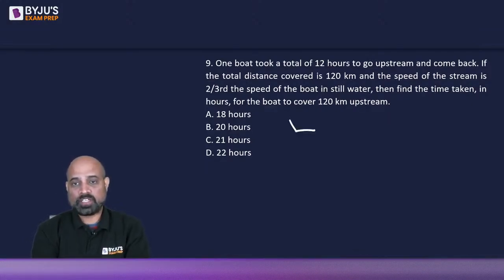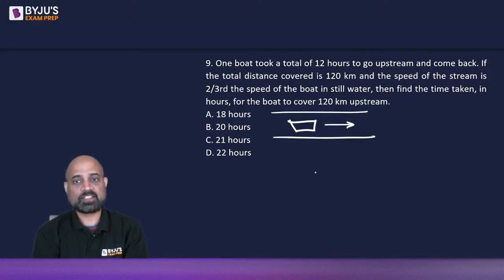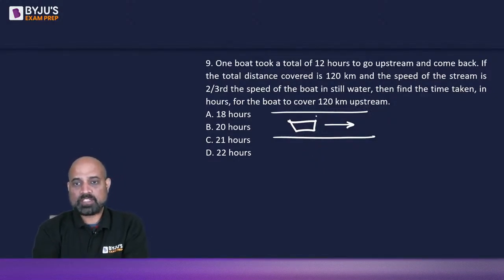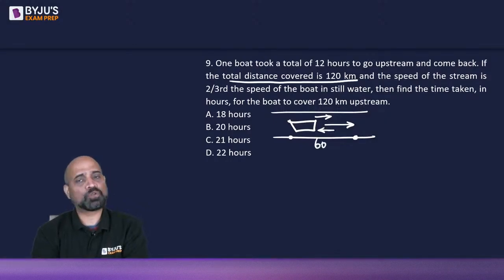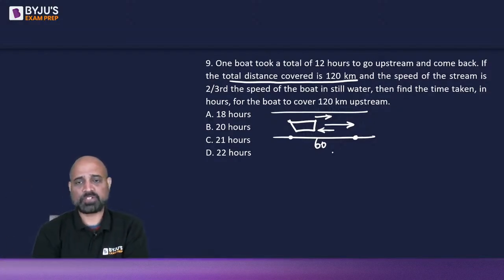So there is a boat, there is a river, and this is the stream direction. The boat covers a total distance of 120 kilometers: it goes a certain distance and comes back. How much distance will it go and come back? If the total distance is 120 kilometers, we can say 60. So the boat goes 60 kilometers upstream and 60 kilometers downstream.